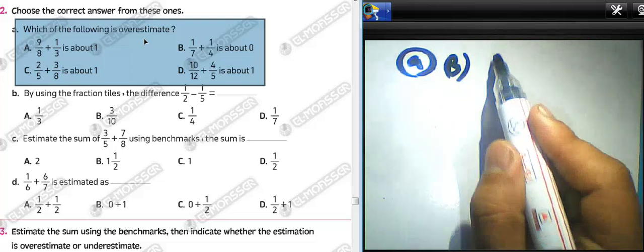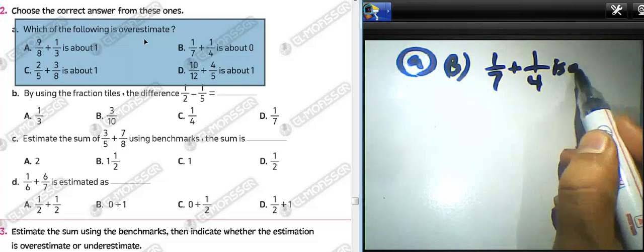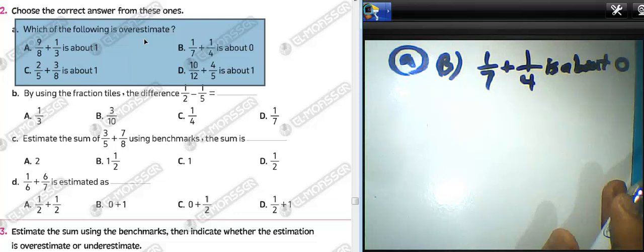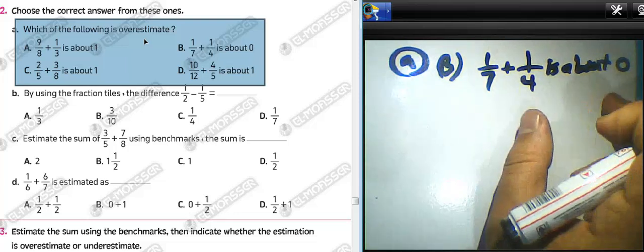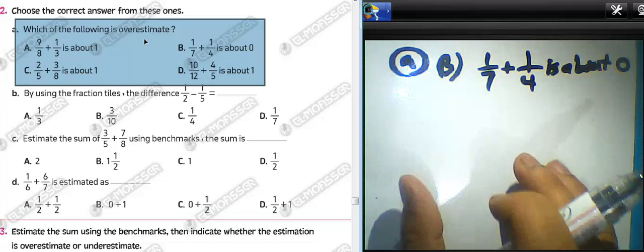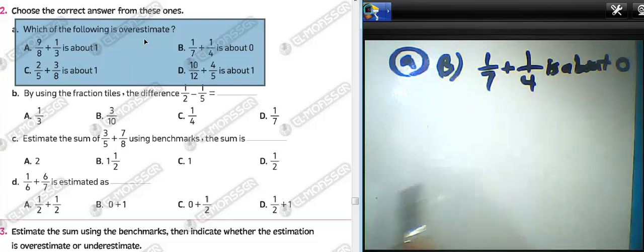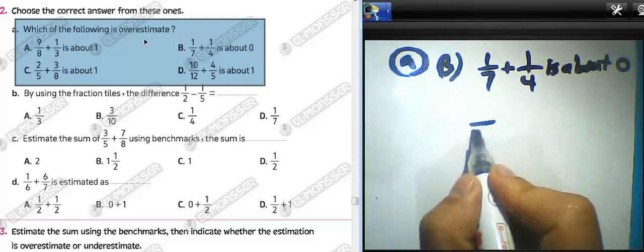Okay, 1 over 7 plus 1 over 4 is about 0. It's estimation, so you must get the actual number here. Find the least common multiple between 7 and 4.